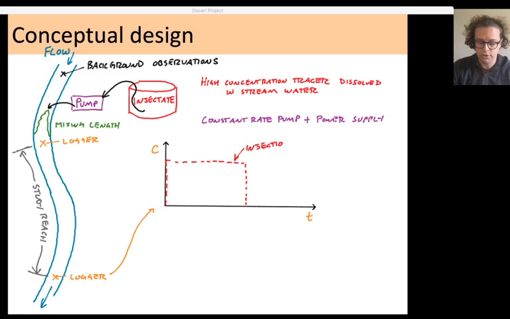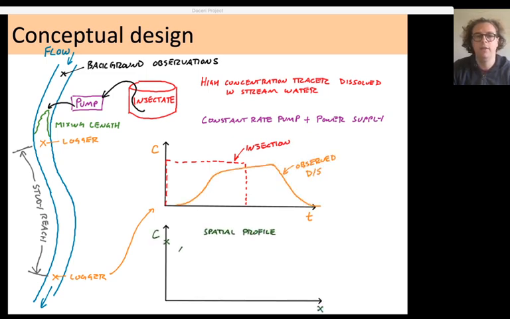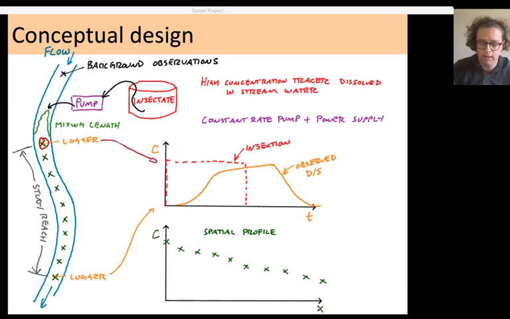Now, what we're shooting for is an injection that is as constant in time as we can possibly produce. So on the top set of axes, what you're seeing in that dashed red line is what I would hope to see at the upstream most logger. An injection where there was no tracer, it instantly comes to a constant mass rate being injected into the stream. And when we stop our injection, we get an immediate return to background conditions.